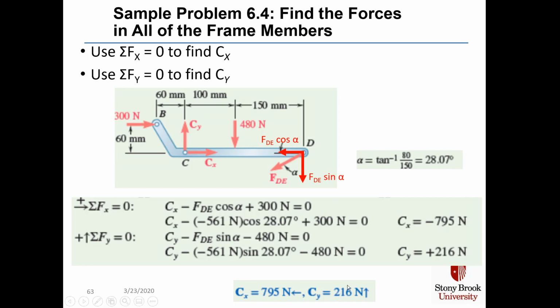Then we sum the y forces equal to 0. We have plus C sub y for its assumed direction, minus F sub DE times the sine of 28.07 degrees. And again, we have two minus signs in this equation, which are going to cancel. Minus 480 newtons equal to 0. And when you solve for C sub y in this equation, you find that C sub y does have the correct assumed direction, and it has a magnitude of 216 newtons.